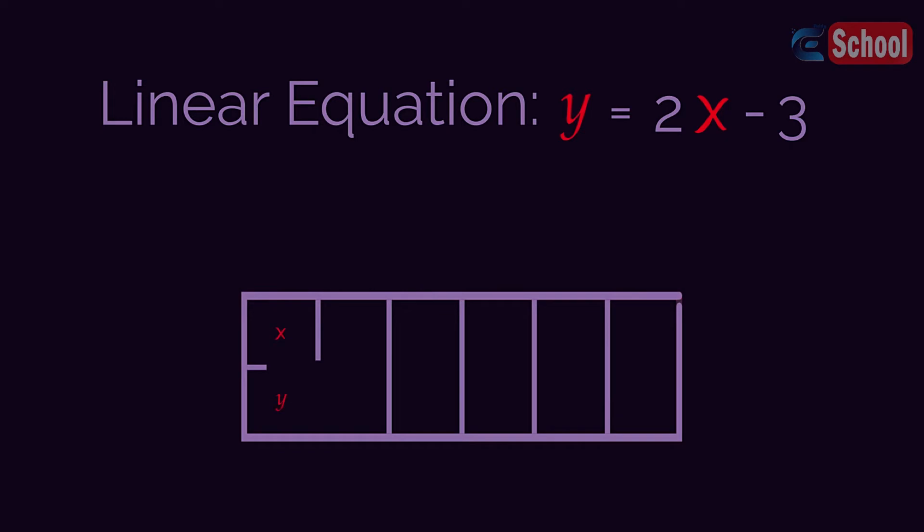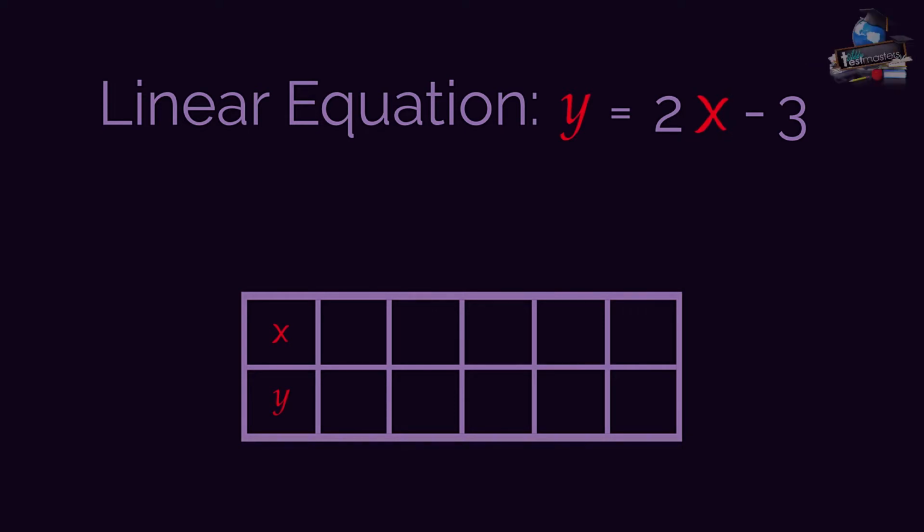So draw yourself a table of values like this, and then we just need to substitute in some different values of x into the equation. I always start with 0, so substitute in 0 in place of x. So that means y equals 2 multiplied by 0 minus 3. So then y equals 0 minus 3, so y equals negative 3. And we can enter this into our table. When x is 0, y is negative 3.